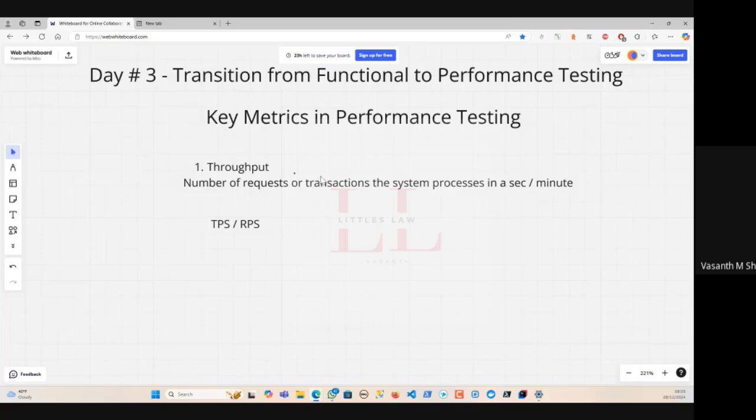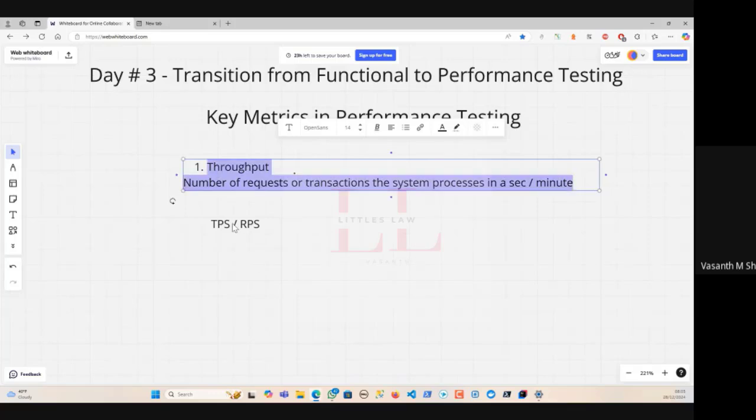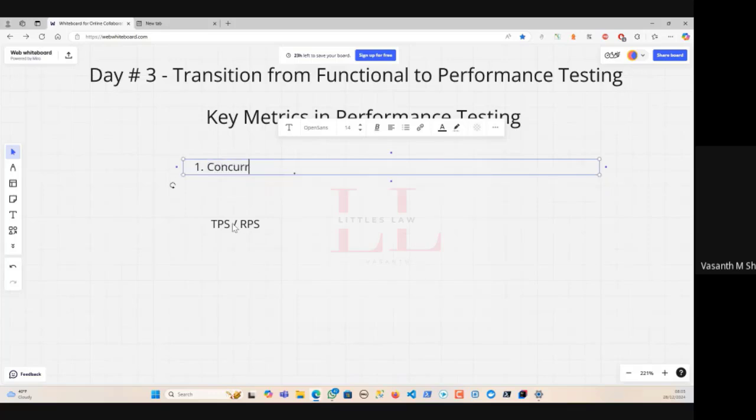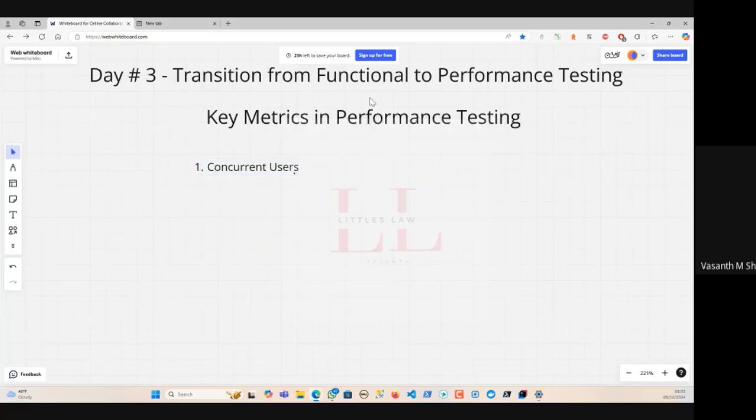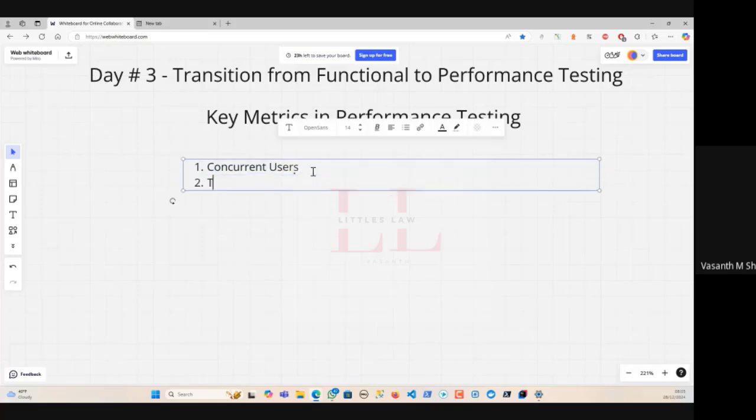Thank you, and we'll move on to the next one, that is the concurrent users. So what about concurrent users? I would say the active users who are interacting with the system simultaneously are the concurrent users. So these are the number of users who actively interact with the system simultaneously.